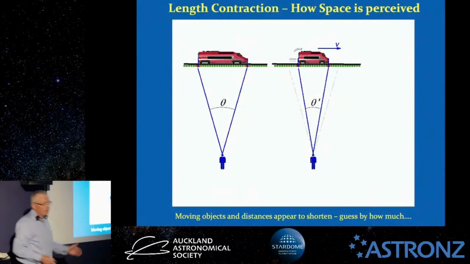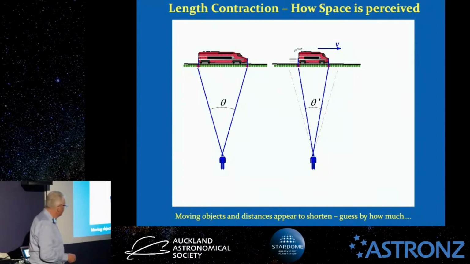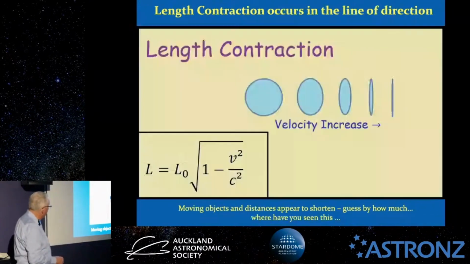So that was time dilation. In other words, moving clocks appear to be going slower, not to the person who's moving, but to the observer. And so that was how the perception of time gets changed. How about the perception of space? Space gets changed too, or the perception of space with movement. And it's called length contraction. So moving objects and distances appear to shorten as you travel. Instead of clocks slowing down, lengths appear to shorten. So space shortens essentially. How much?